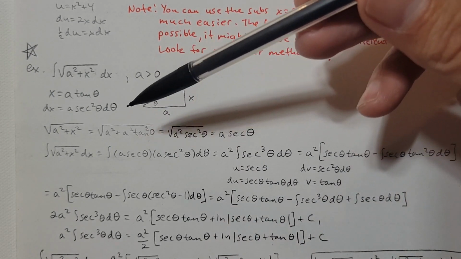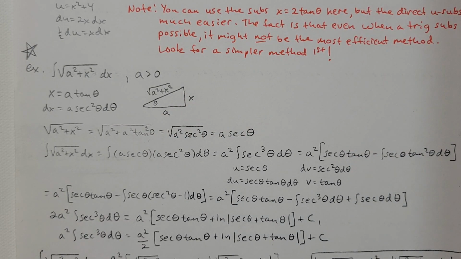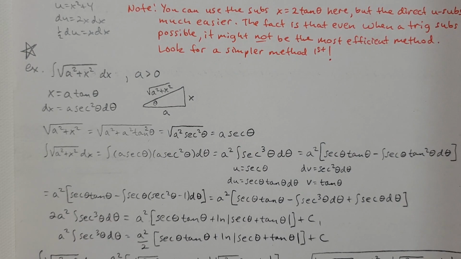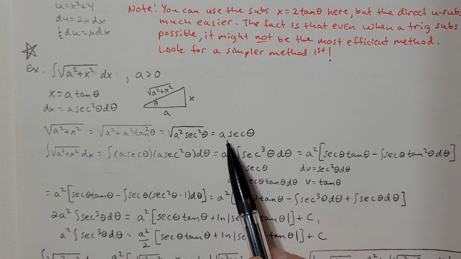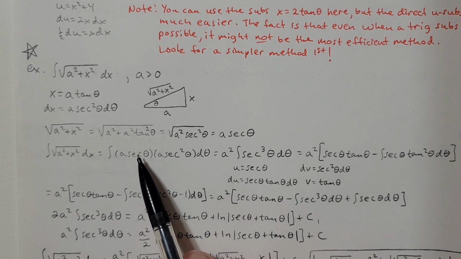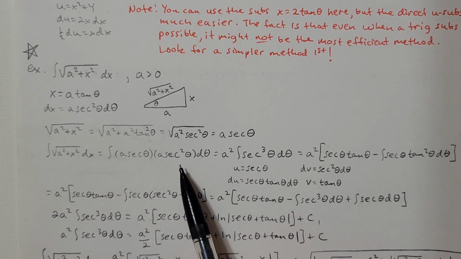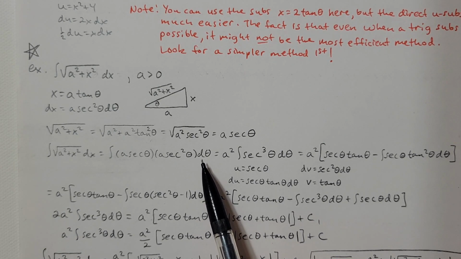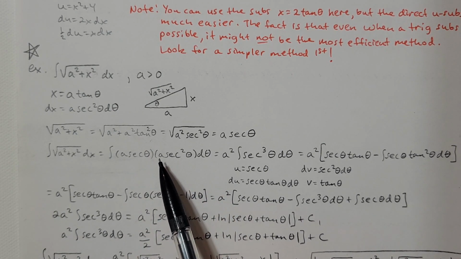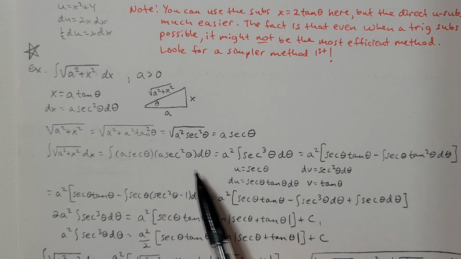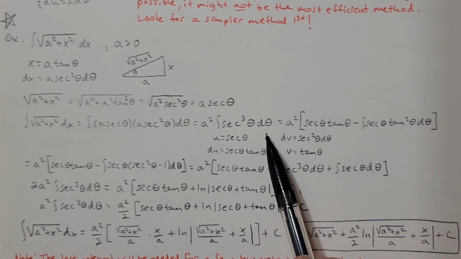Remember that you always need these three things whenever you make a trig substitution to place in the new integral. Also build the triangle too. That's key. So the square root of a squared plus x squared, that's a secant theta. dx is a secant squared theta d theta. So a times a, that's a squared, that we can factor out of the integral. Secant theta times secant squared theta, secant cubed theta d theta.